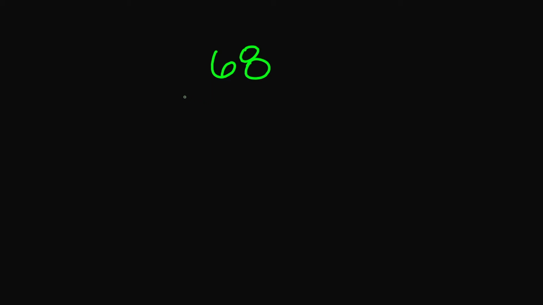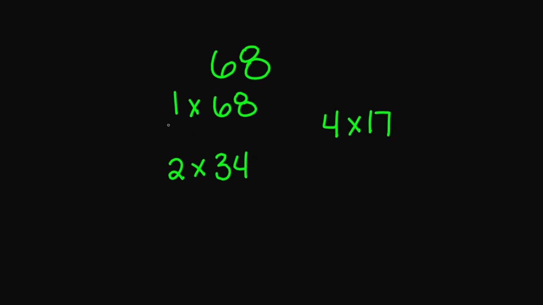All right, let's look at the number 68. Let's write all of the positive factors. So 1 times 68, 2 times 34, and then you have 4 times 17. So your positive factors are 1, 2, 4, 17, 34, and 68.